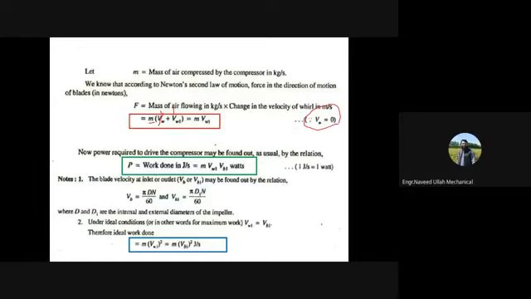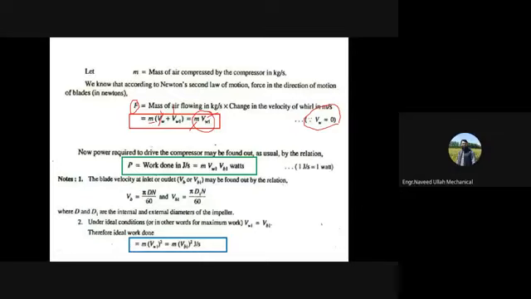So this VW1 goes to 0, which means the force applied on the blade will be m dot into VW1, where m dot is the mass flow rate in kg per second, and VW1 is the velocity of whirl at outlet.